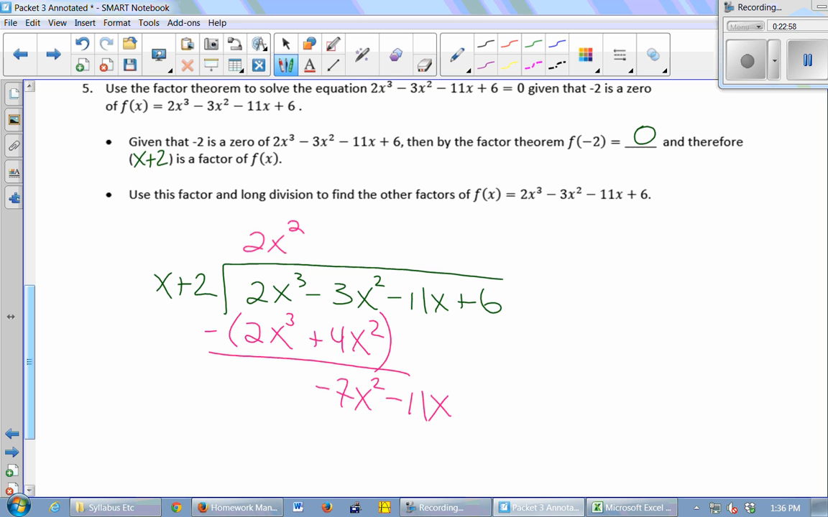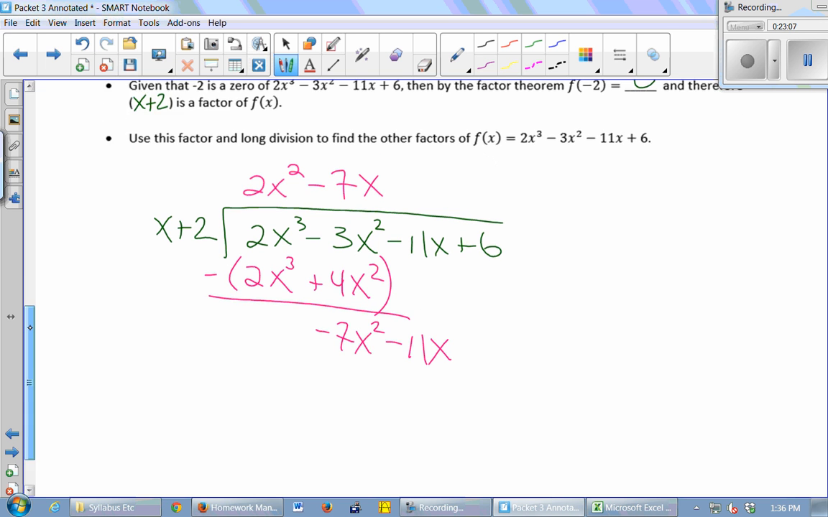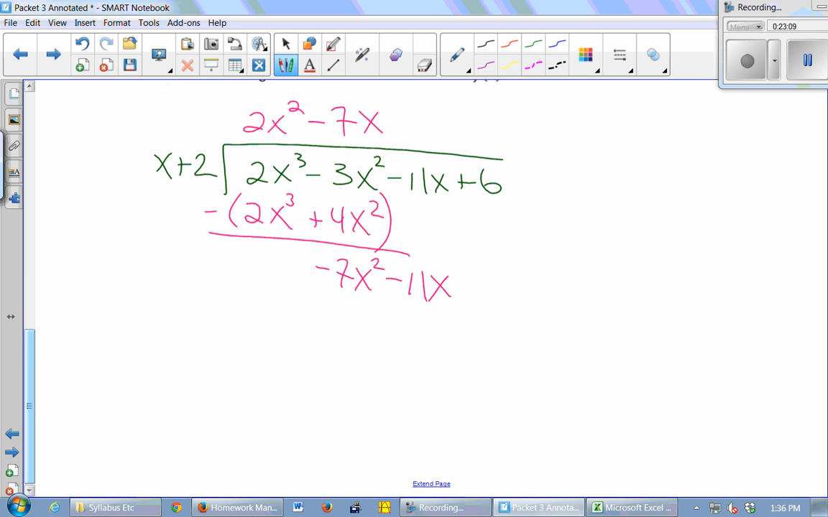Bring down the minus 11x. What do you multiply x by to make negative 7x squared? Negative 7x. Then we take that negative 7x and we multiply it by x plus 2. Negative 7x times x is negative 7x squared. Negative 7x times 2 is negative 14x. Subtract. Negative 7x squared minus negative 7x squared, those drop out.